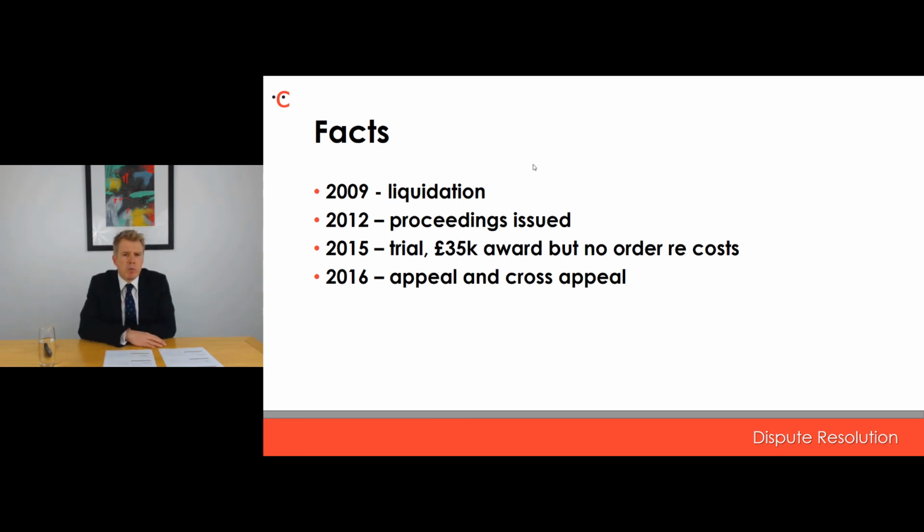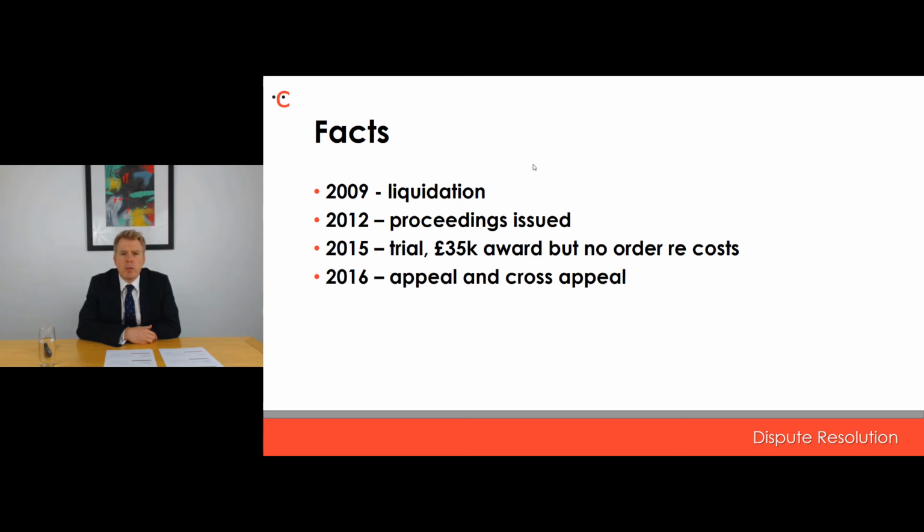This is the Brooks and Armstrong Robin Hood case. It has a long history, and it was very complicated by the time it came before the company's court. The liquidation started in 2009. The liquidators say that the directors should have ceased trading sometime before that. The liquidators issued proceedings in 2012. The case didn't go to trial until 2015.